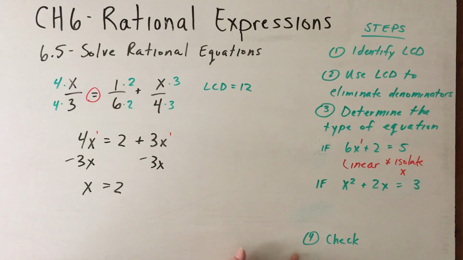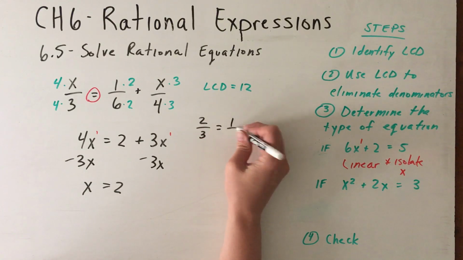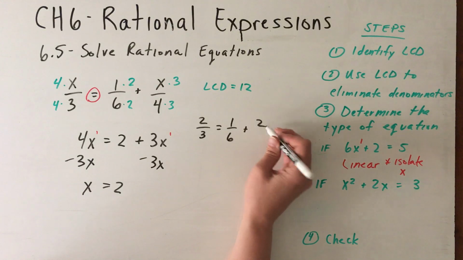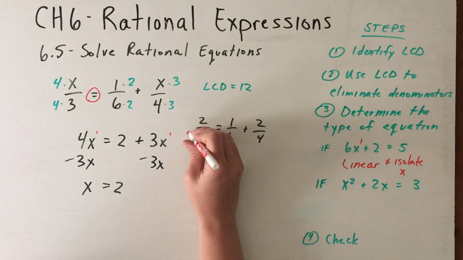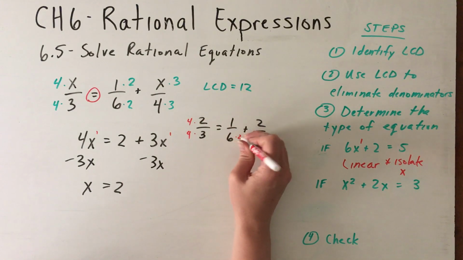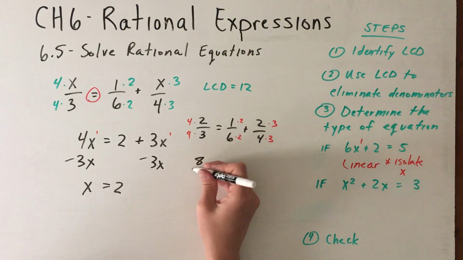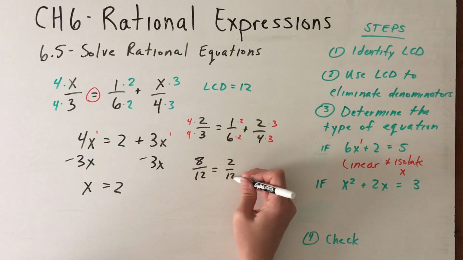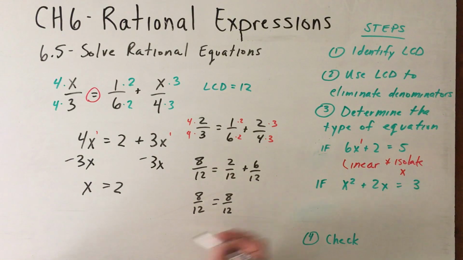Now I'm going to check this. Because there is no variable in the denominator, we don't need to look for extraneous solutions. Again, I'll talk about that again in a minute. But if I check this answer and I plug in 2, I get 2/3 is equal to 1/6 plus 2/4. If I make all of these the same denominator again, then I get that 8/12 is equal to 2/12 plus 6/12. So 8/12 does indeed equal 8/12. So that's my check.